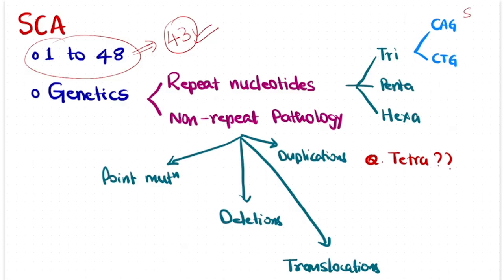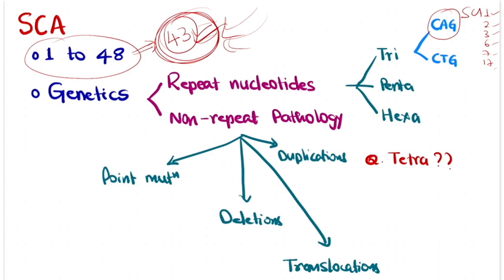So if you see CAG repeat associated syndromes or the spinocerebellar ataxias, you can see that the spinocerebellar ataxias SCA 1, 2, 3, then 6, 7, 17, they are all associated with CAG repeats. I will repeat. As I told earlier, how many types of SCA do we have? 1 to 48. In that, some are deleted. So we have right now 43 SCAs. In that SCA 1, 2, 3, 6, 7, 17 are associated with CAG repeats. They will ask in the exam.